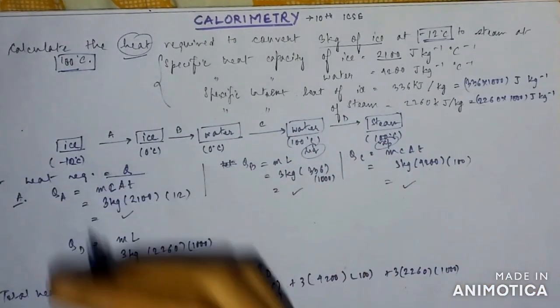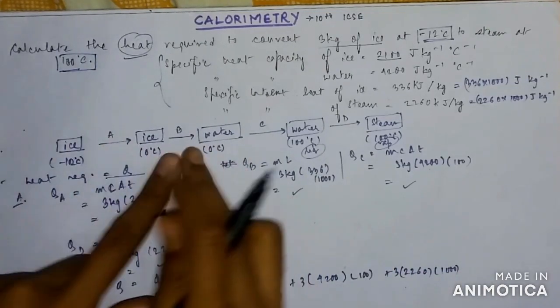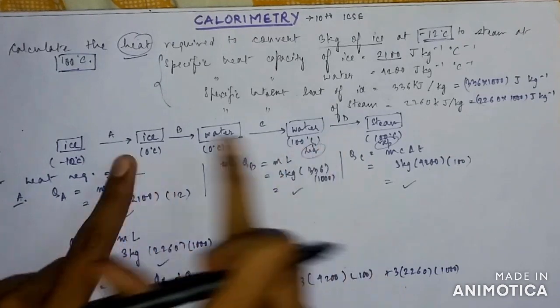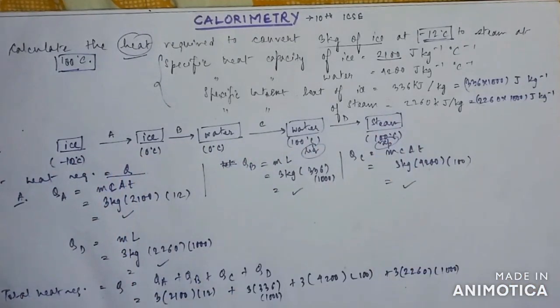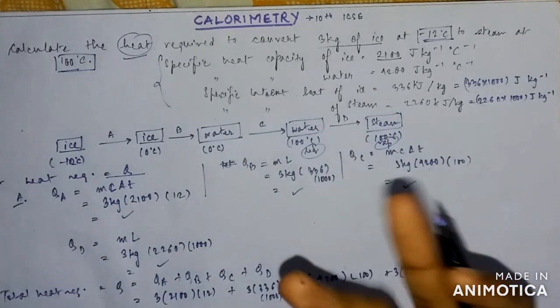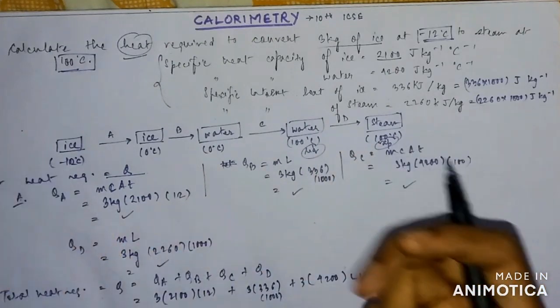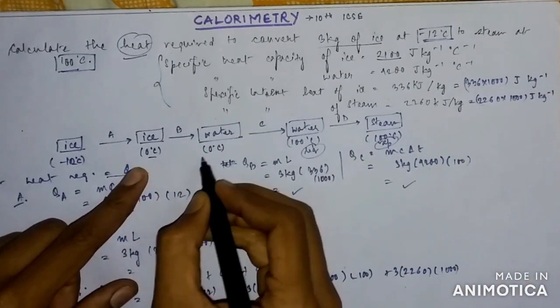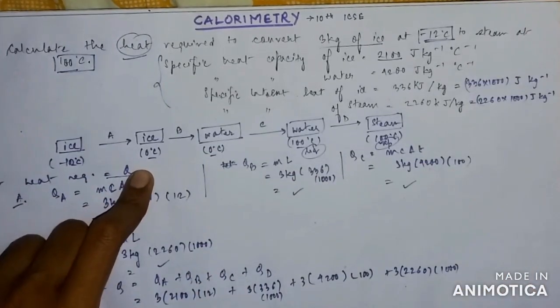Now why are we doing separately ice at 0 to water at 0? These two parts, part B and part D, are involved in change of phase, and we know that in change of phase no change in temperature occurs between the changed phase and the previous phase. That is why both are at the same temperature, ice and water, and here water and steam.